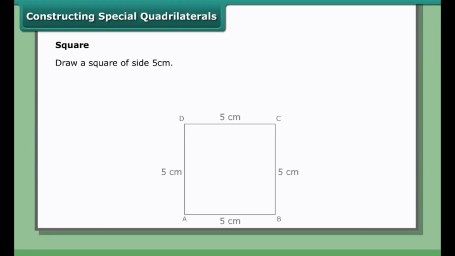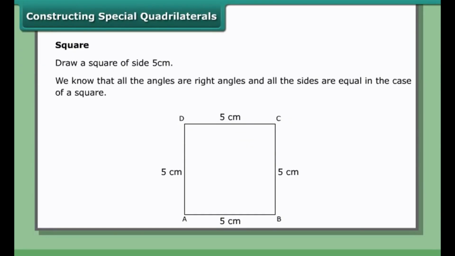Constructing special quadrilaterals: square. Draw a square of side 5 cm. We know that all the angles are right angles and all the sides are equal in the case of a square. Given one side length is equal to 5 centimeters.